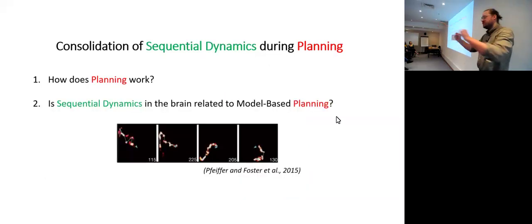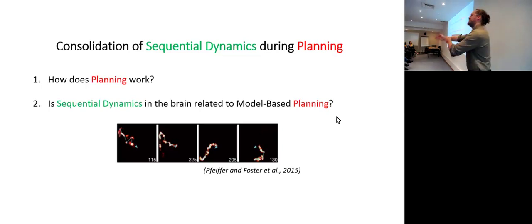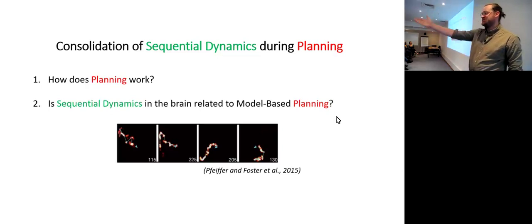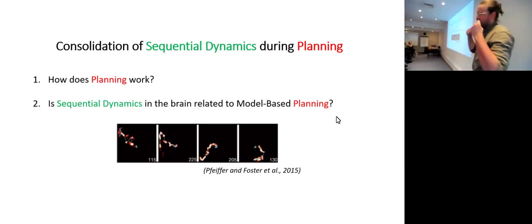The second question is: are sequential dynamics in the brain related to model-based planning? There's been a lot of interest in sequential dynamics in the brain in the past 10, 20 years, maybe the most notable being something like replay. This would be a canonical example from Foster and Wilson, but the animal sits still, and yet in its brain, you have these sequences of place cells playing out that are representing sequences through the space. Fascinating phenomena.